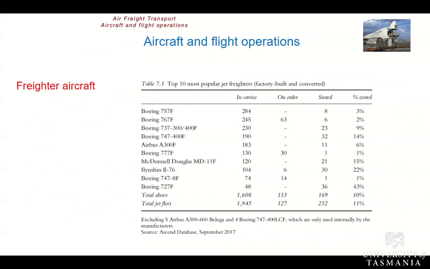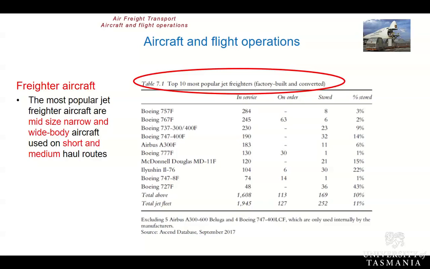Now, this particular slide shows you the 10 most popular jet freighters. This is a pretty recent slide, 2017. And what it tells us is that at this present point in time, the most popular type of freighter is a mid-sized narrow or a mid-sized wide-body freighter. And typically they're used on short to medium haul routes.